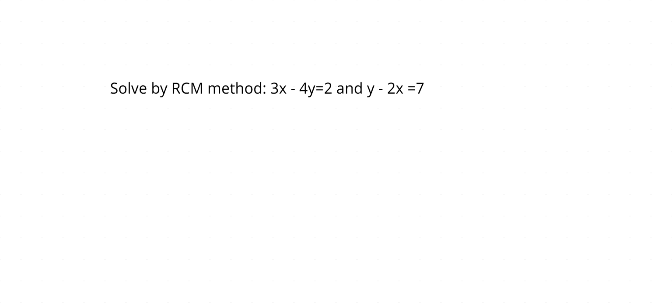All right. Let's look at, yes, we have a question out here. So this is solved by the RCM method, and again, you have to go with the method that is specified. So you have 3x minus 4y is equal to 2, and y minus 2x is equal to 7. 3x minus 4y is equal to 2.